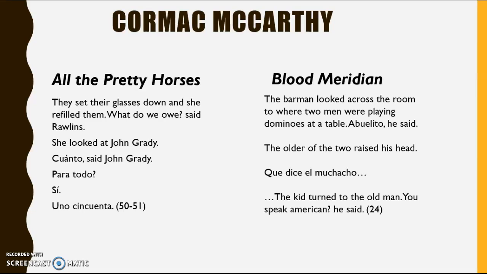And one difference between these two novels that I should mention right off the bat is that in All the Pretty Horses, the protagonist does speak Spanish. He's bilingual, and in Blood Meridian he doesn't. So if you read these two excerpts on your own, you can definitely see the differences. If the protagonist has a different language background, the reader is going to have a different experience. And I won't read through these completely since they're lengthy and I don't want to mispronounce anything. But if you want to pause and really break it down, feel free.